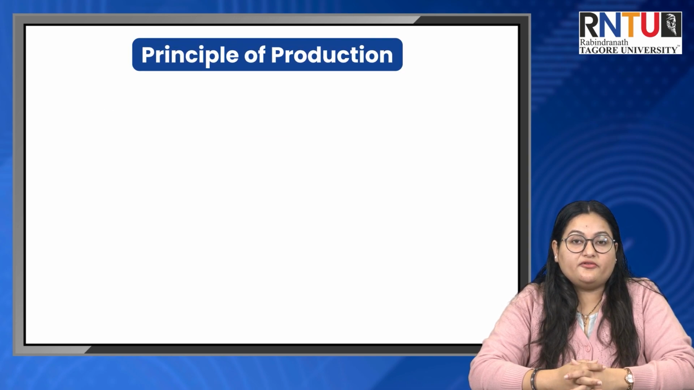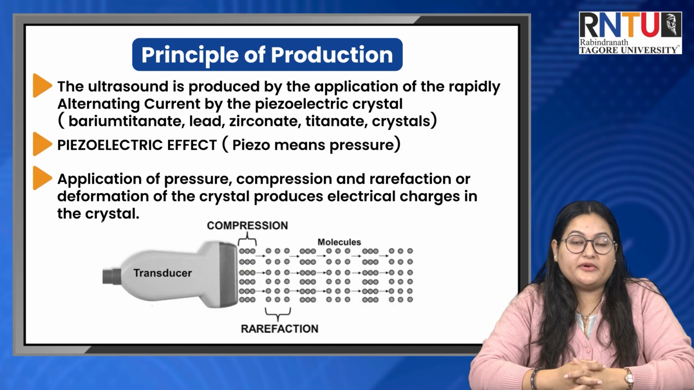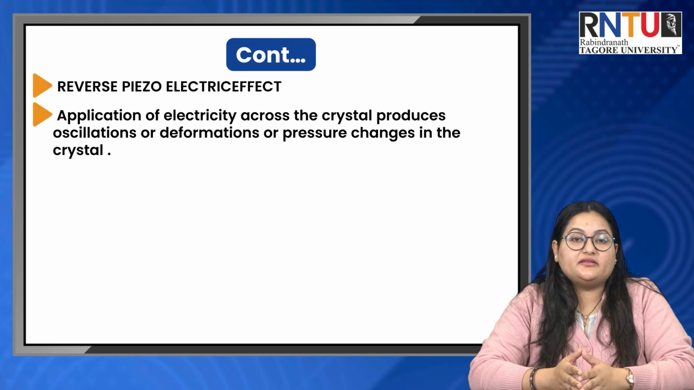Now its principle of production, meaning how it is produced. It is not possible to produce ultrasound by mechanical means. So the ultrasound is produced by the application of rapidly alternating current to piezoelectric crystals. In this, piezo means pressure. Application of pressure, compression and rarefaction or deformation of the crystals produces electrical charges in the crystals, as you can see in the picture, and the mechanical energy is converted into electrical energy.